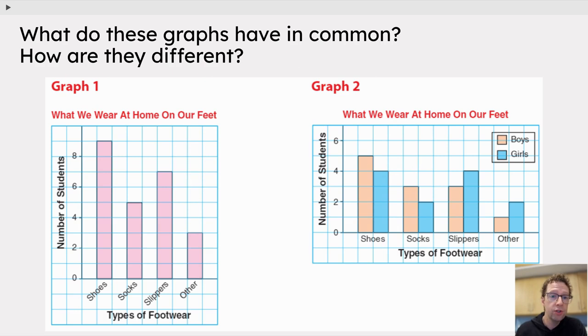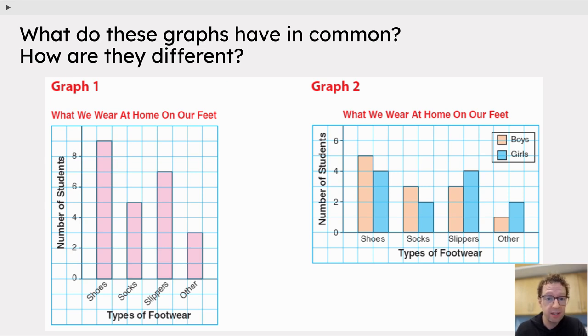All right. So you might have noticed that once again, these two graphs have the exact same information. If we look at shoes, for example, on the left, it says the number of students who wear shoes when they're at home is 9. If we're looking at graph number two, if I look at the data for boys and the data for girls, for the boys there's 5 and for the girls there's 4. So again, there's 9. So these two graphs are organized very differently, but they actually show the exact same information.